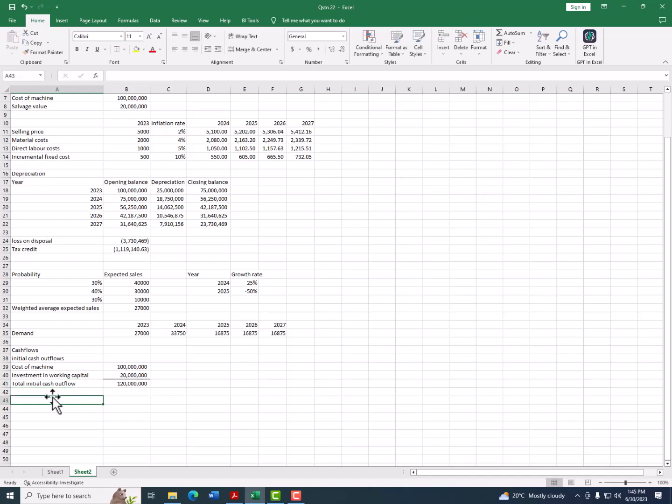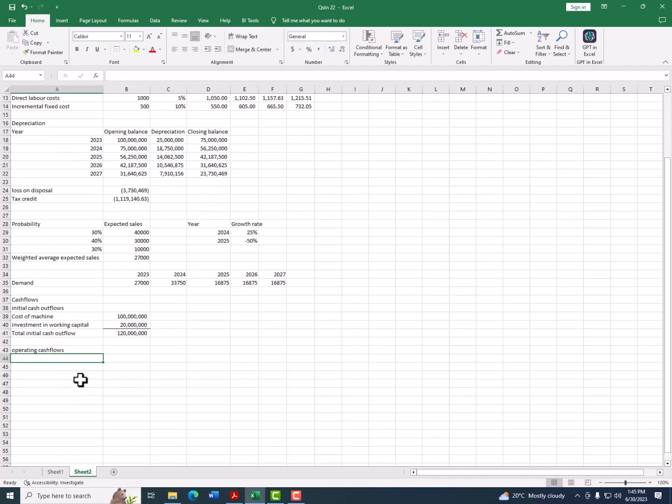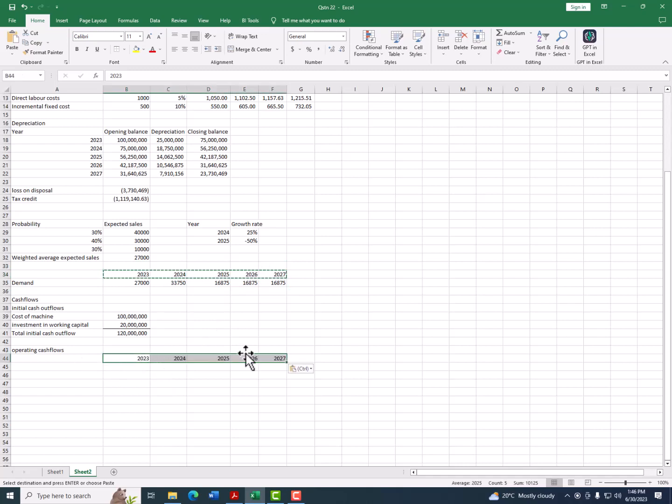Now to proceed, we have initial. We can now calculate operating cash flows. And we write operating cash flows. It's good to label the parts so that it's clear. So here we start off by writing down the years. Remember, we have 2023 all the way to 2027. You can just copy down this, Control C, come here, Control V. So we have the years.